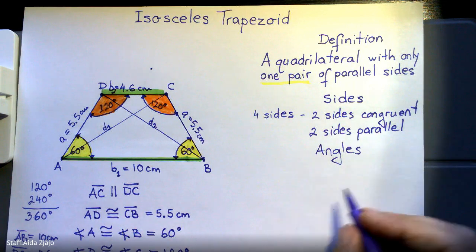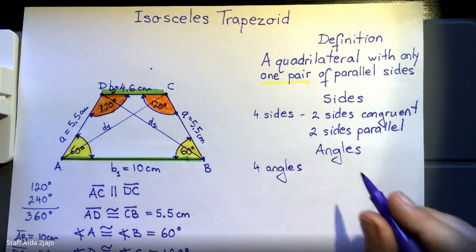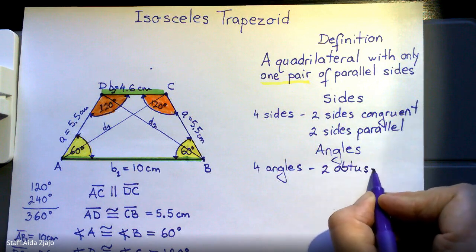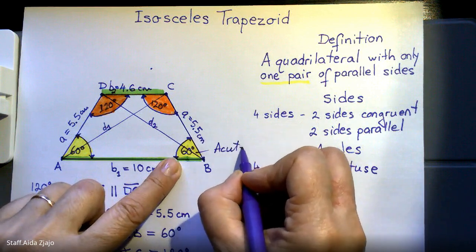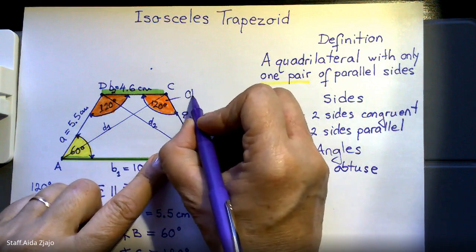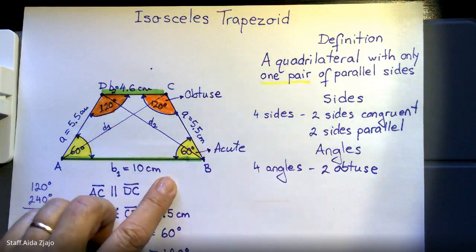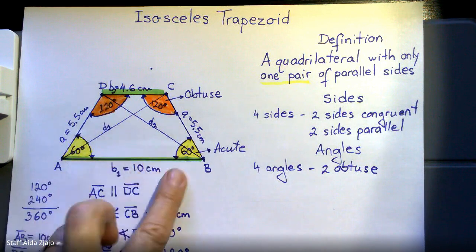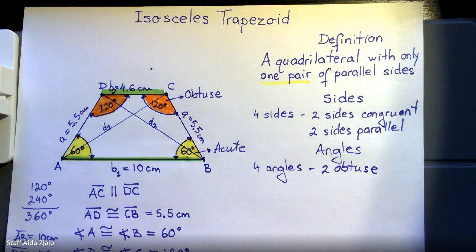Okay, if we talk about angles, we can say there are 4 angles, 2 obtuse and 2 acute. So these are acute, and these are obtuse. Both of these are obtuse and these are both acute, which means less than 90 degrees and more than 90 degrees. We can check that property by using a paper.